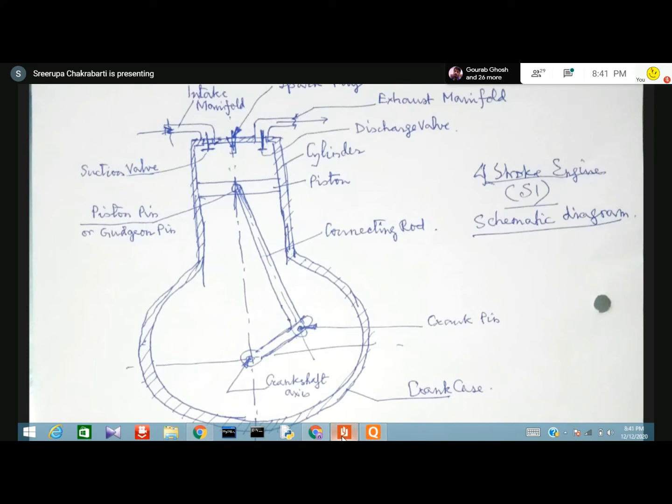2400 by 60. That is 40 revolutions per second. Per second, the crankshaft is rotating 40 times. Then there will be a variation of stress in the connecting rod per second to the tune of 120 times. That means in 1 second, the connecting rod changes from being under tensile force to being under compressive force. Again under tensile, again under compressive. So this thing is there.